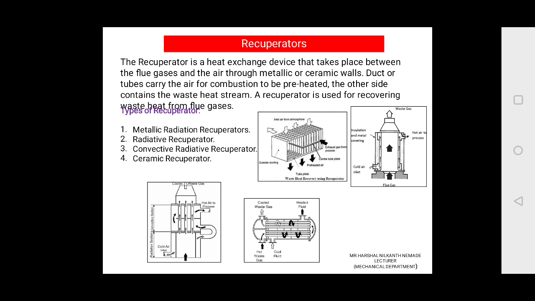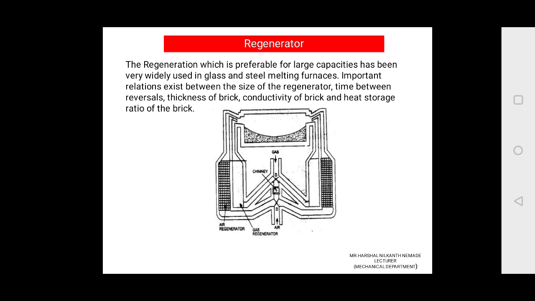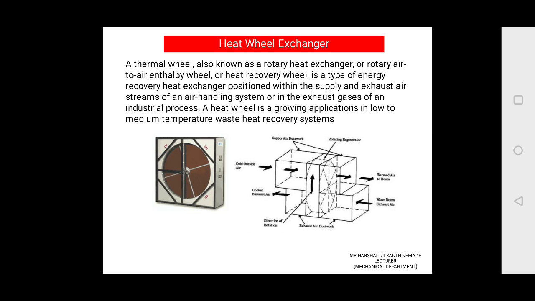The figures are shown. Okay, you may see regenerator. The regenerator, which is preferably for large capacities, has been very widely used in the glass and steel melting furnace. Important relations exist between the size of the regenerator, the time between the reversal, thickness of the bricks, convective heat transfer of the bricks, and heat storage ratio of the bricks.